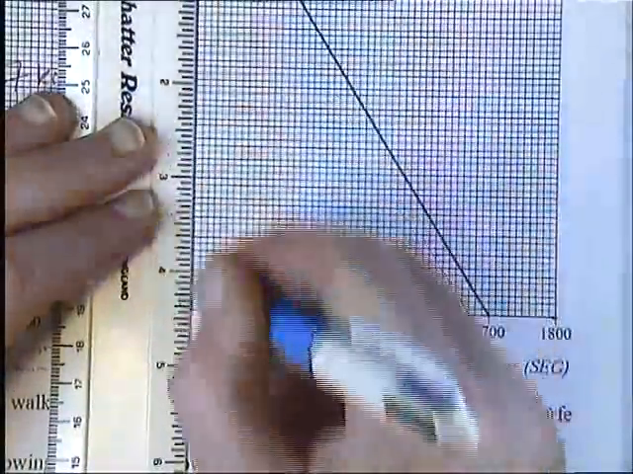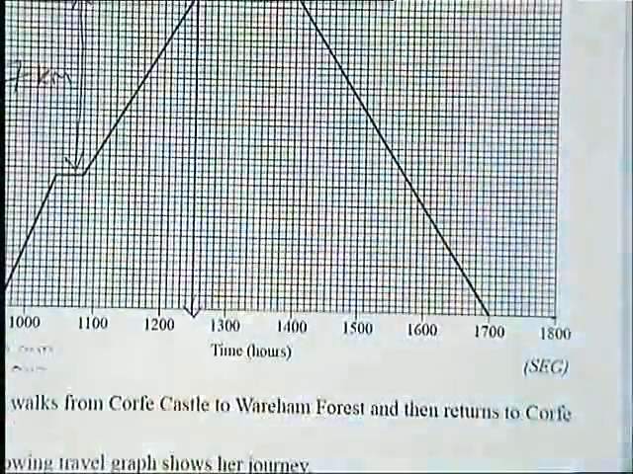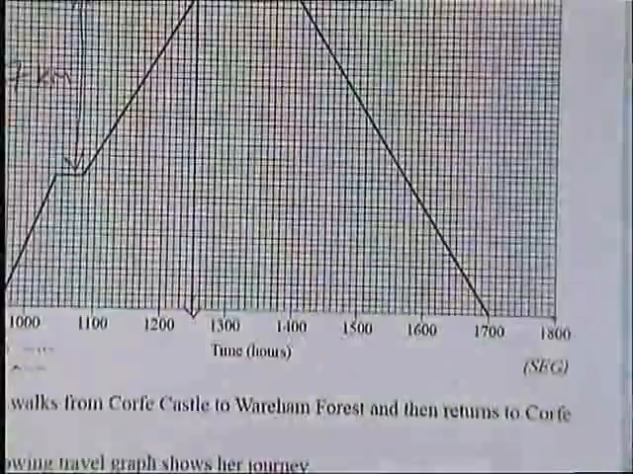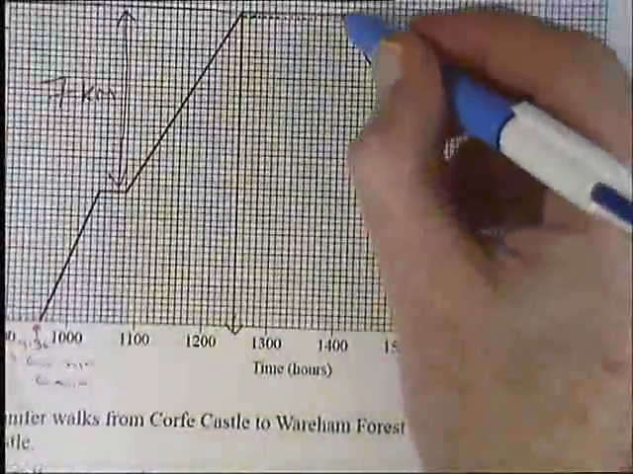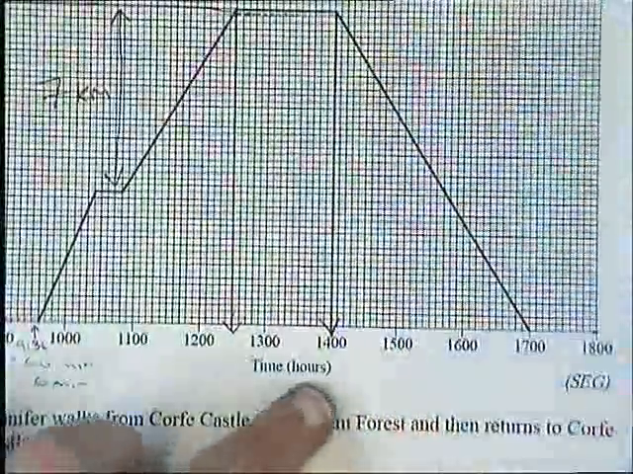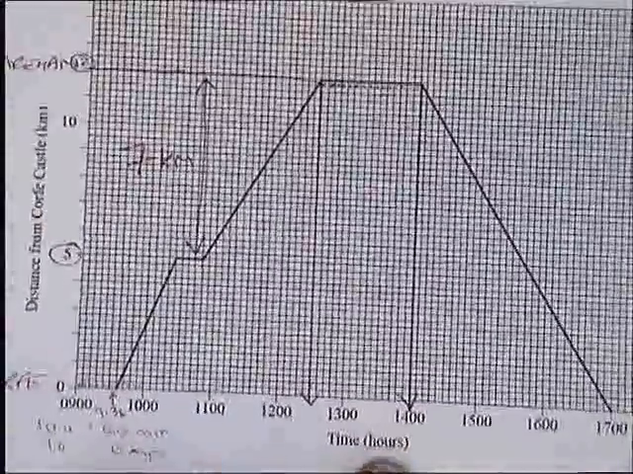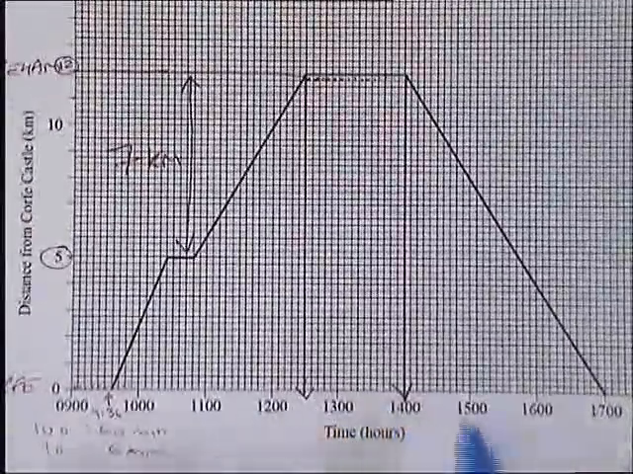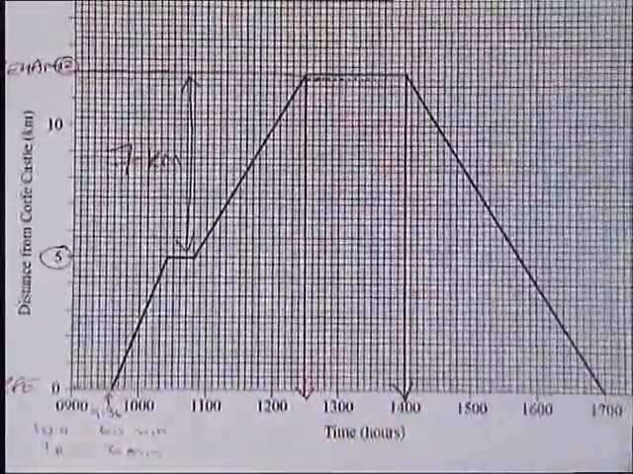And if you look at it here as well, what time was that? If I come down here, that was 12:30 by the look of it. And this time here, when she started again, come down here, that's at 1400. Now that's the same as 2 o'clock, and from 12:30 to 2 o'clock that is an hour and a half. So we could have worked it out that way as well.